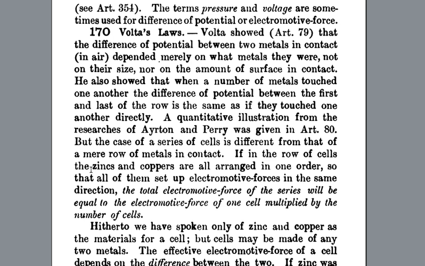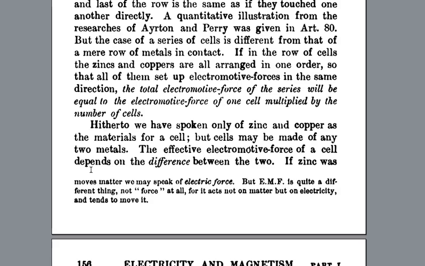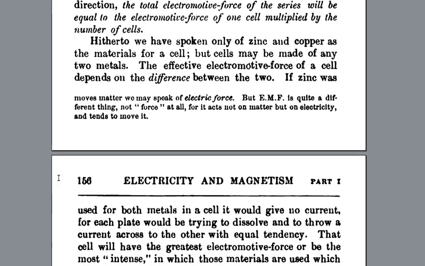But the case of a series of cells is different from that of a mere row of metals in contact. If, in the row of cells, the zincs and coppers are all arranged in one order, so that all of them set up electromotive forces in the same direction, the total electromotive force of the series will be equal to the electromotive force of one cell multiplied by the number of cells. Hitherto, we have spoken only of zinc and copper as the materials for a cell, but cells may be made of any two metals. The effective electromotive force of a cell depends on the difference between the two.